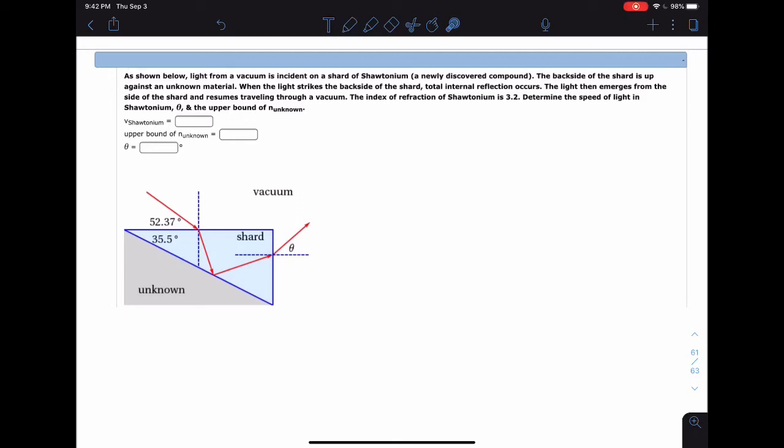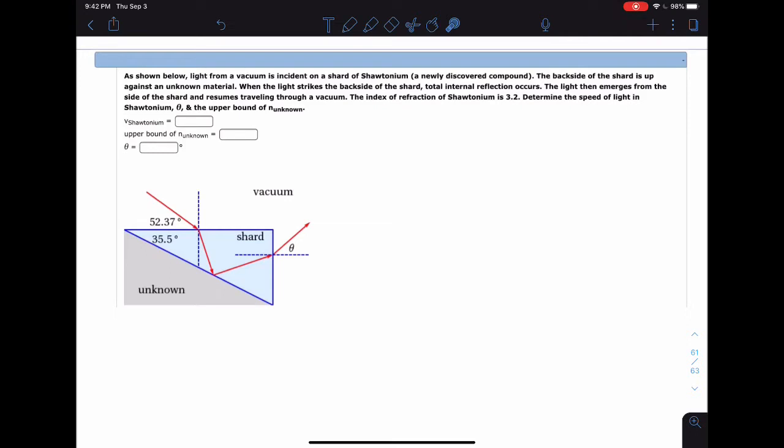As shown below, light from a vacuum is incident on a shard of chautonium, a newly discovered compound. The backside of the shard is up against an unknown material. When the light strikes the backside of the shard, total internal reflection occurs. The light then emerges from the side of the shard and resumes traveling through a vacuum. The index of refraction of chautonium is 3.2.